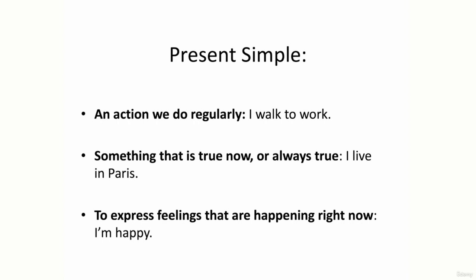We use the present simple to indicate an action we do regularly. I walk to work. We use it to indicate something that is true now or always true. I live in Paris. And to express feelings that are happening right now. I'm happy.